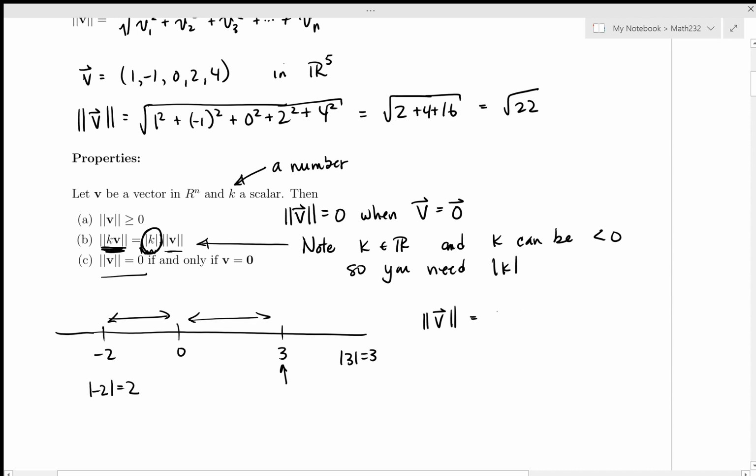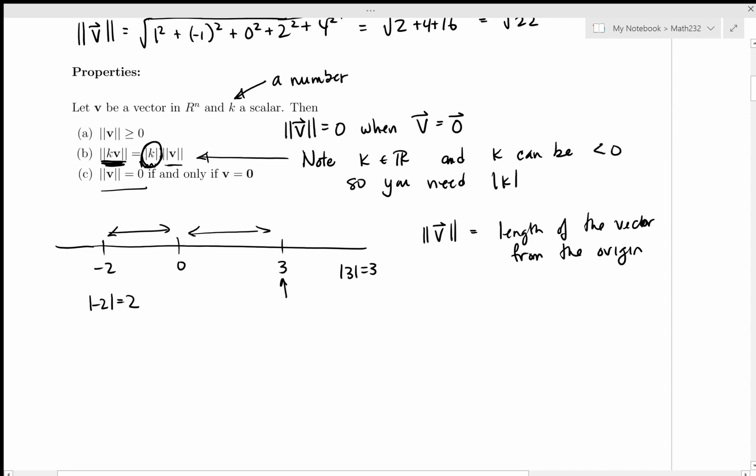The length of the vector from the origin. If we move the vector to the origin and measure how long it is, that's what that is. Let's just do one example here. Imagine I have a two-dimensional vector. There it is. I have some scaling constant. There it is.